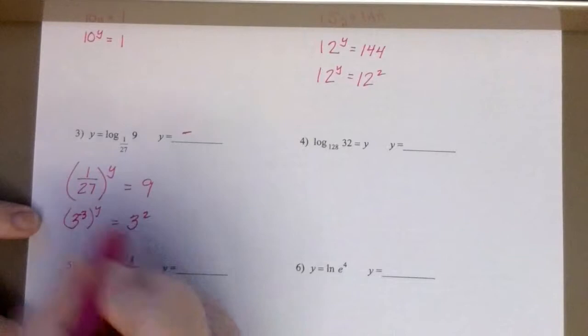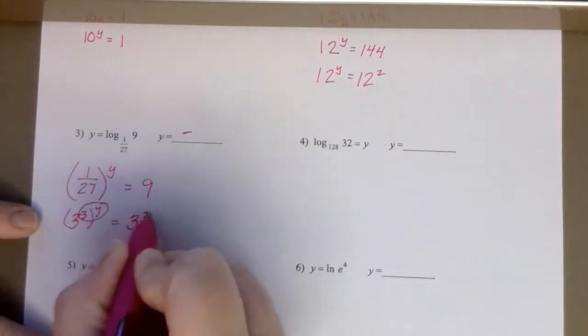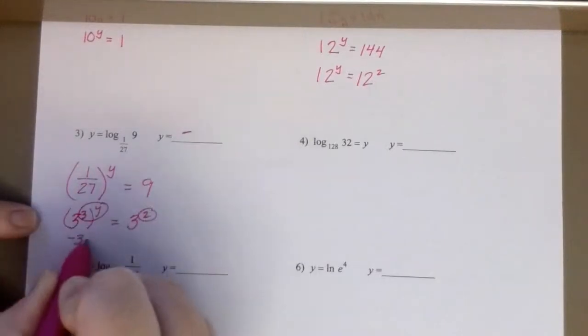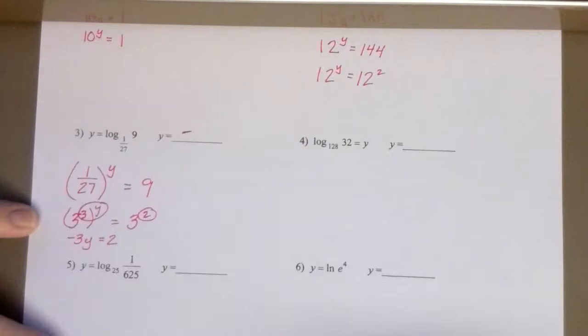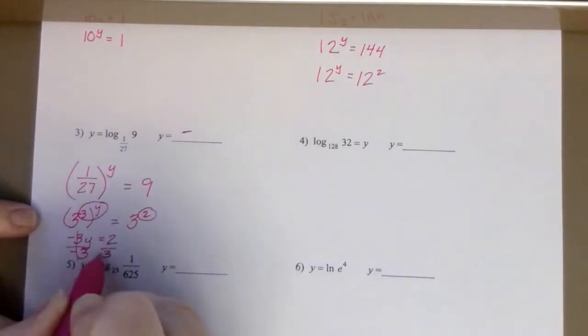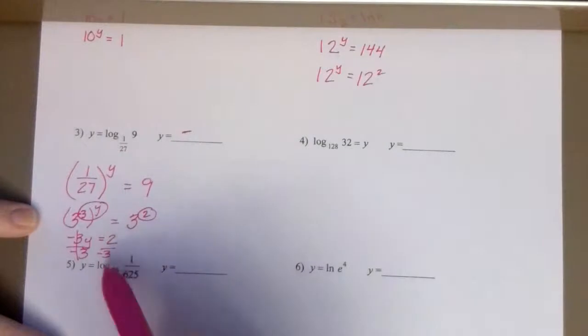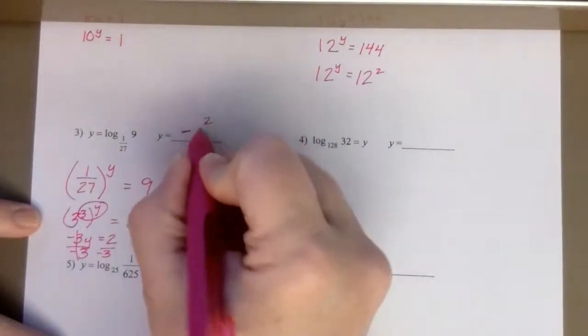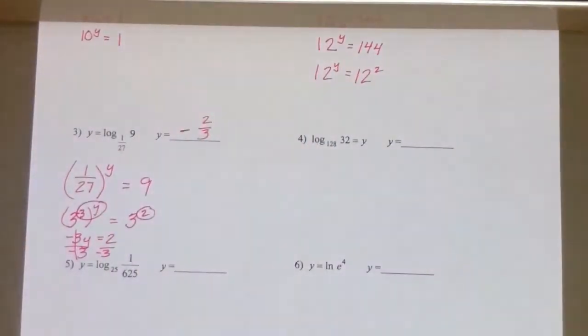So it's got to be negative 3 to get that fraction with the 27. So once you have matching bases, you can just set this equal to this. So negative 3y equals 2. Divide by negative 3. And what do I get? Negative 2/3. So y is equal to negative 2/3. Okay. Questions there?